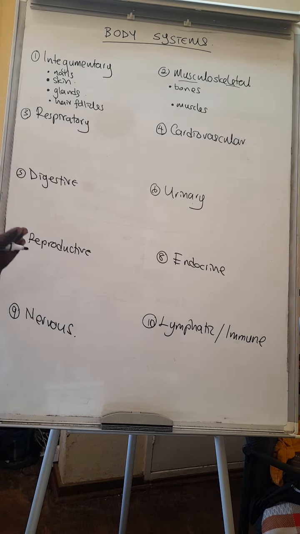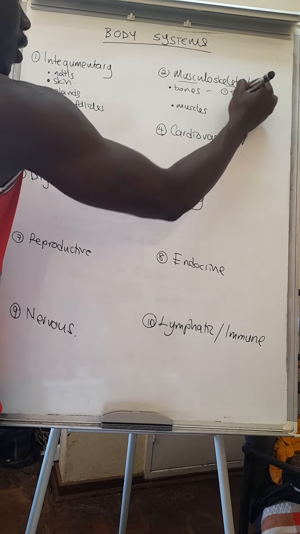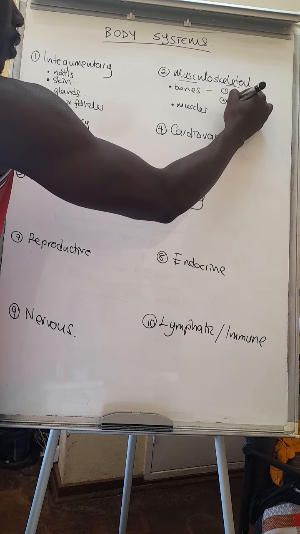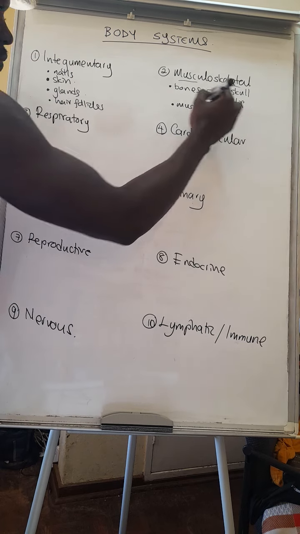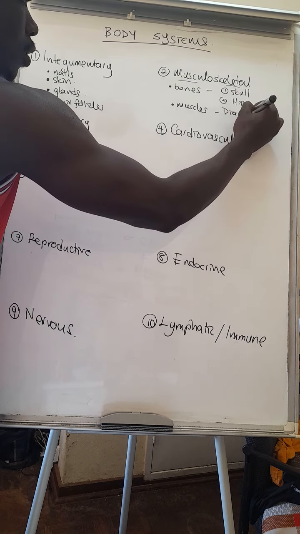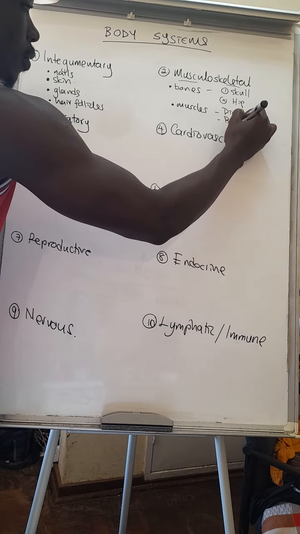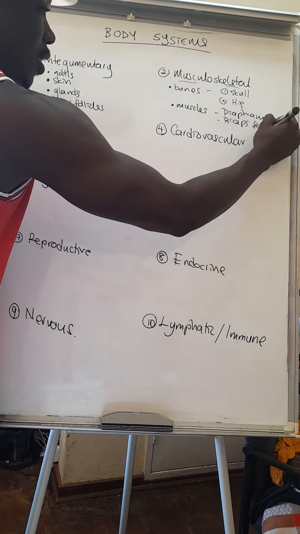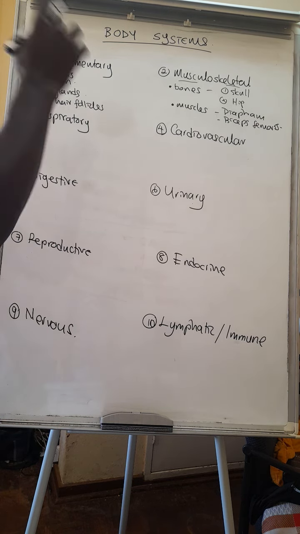Just an example of the bones: the bones of the skull, the bones of the hip, the bones of the lower limb, the bones of the upper limb, the humerus, the radius, the ulna, the bones of the hands. In terms of muscles, just as examples, we talk about the diaphragm, the biceps, the femoris. So basically, we're talking about the muscles within the body. That constitutes the musculoskeletal system.